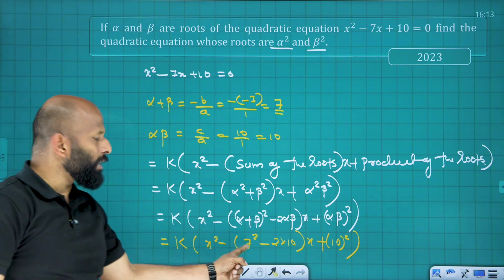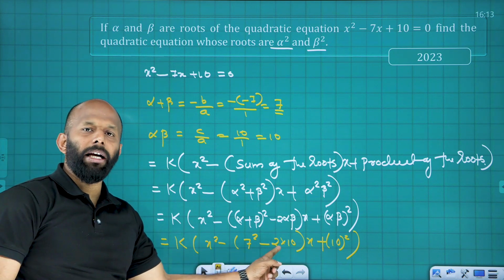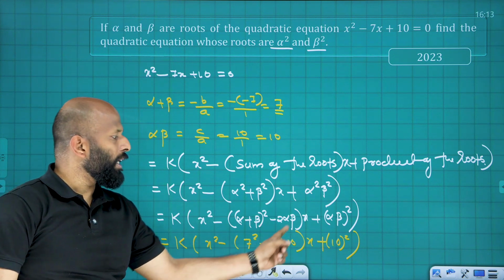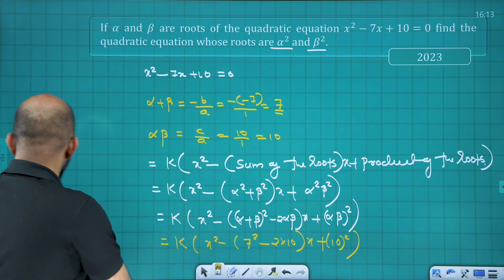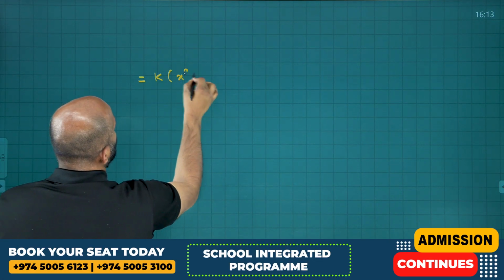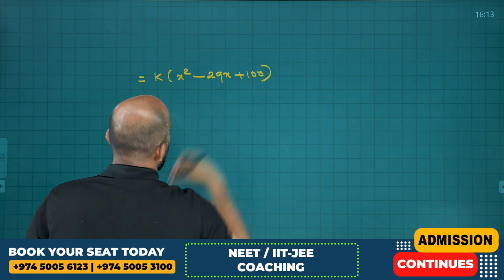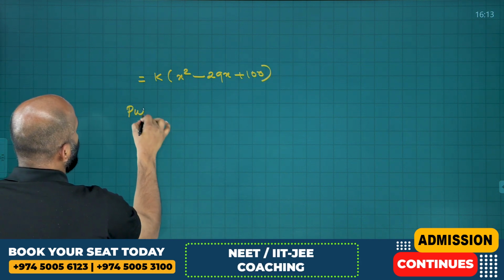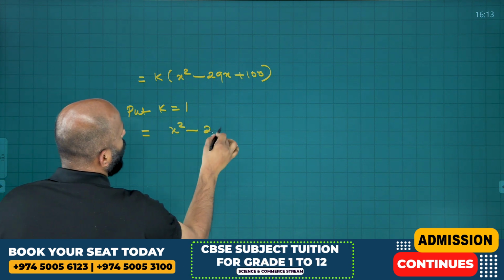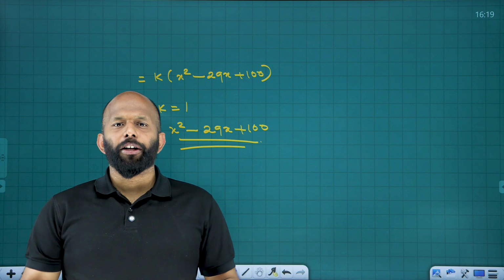Now what is 7 square? 7 square is 49. 2 into 10 is equal to 20. 49 minus 20 is equal to 29. So finally you will get k into x square minus 29x plus 100. Now we can put k is equal to 1. Therefore our required equation is x square minus 29x plus 100. Hope all of you understood this question.